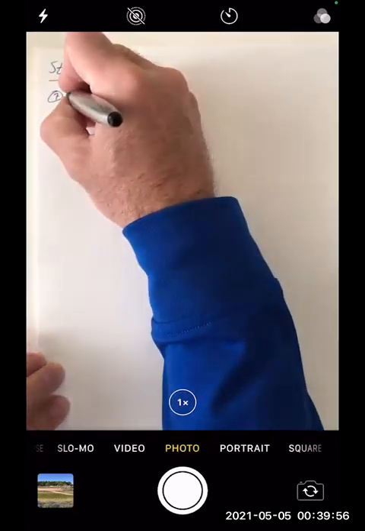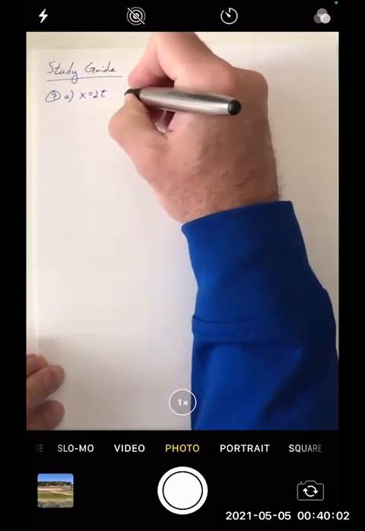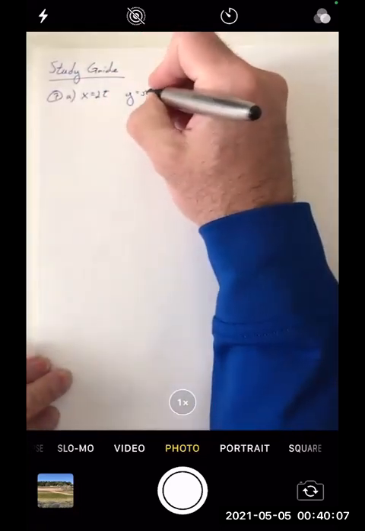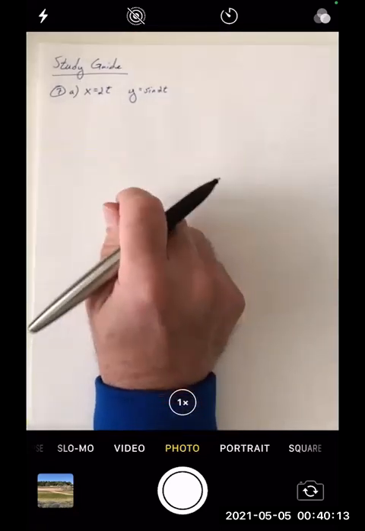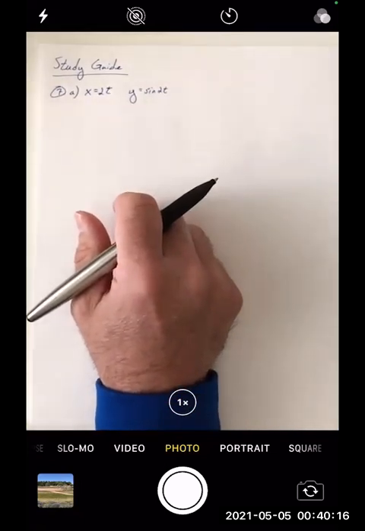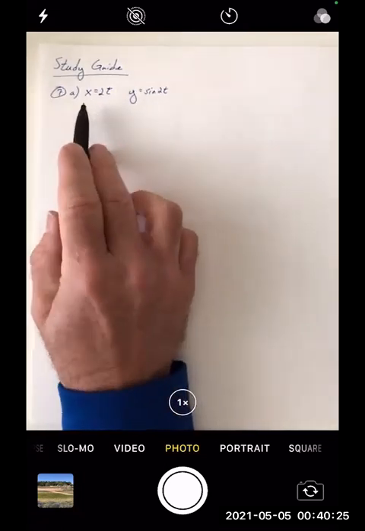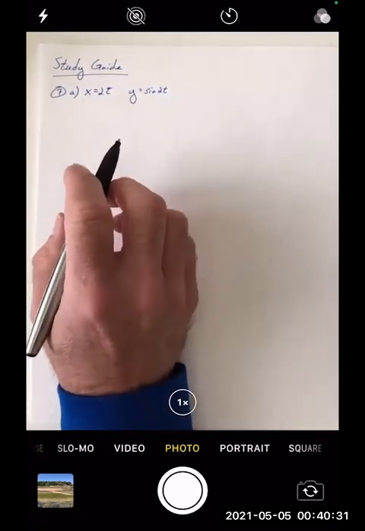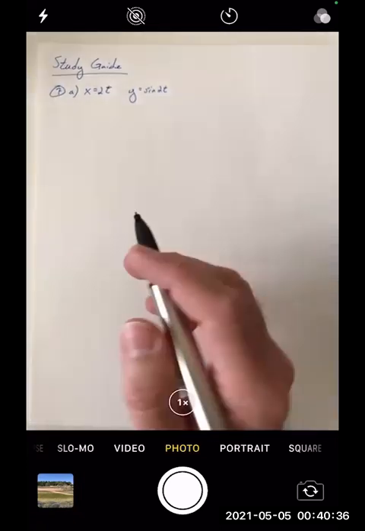All right, so 7a: x is equal to 2t, and y was equal to sine of 2t. Something that people like to do is ignore the first sentence, which says, write the corresponding rectangular equation by eliminating the parameter. So people ignore that and don't actually give any rectangular equation, and they automatically lose some points. If it wants the rectangular equation, you need to state it somewhere.